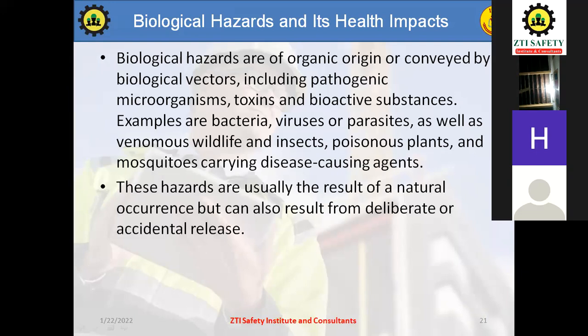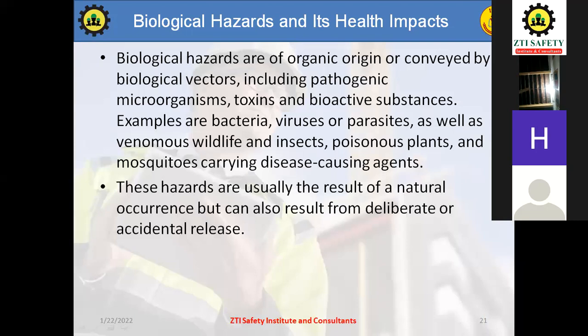wildlife and insects, for example, snakes and spiders in the workplace, for example, in seismic operations where the crew are moving around in vast areas which are not populated, and those areas are the habitat of venomous wildlife. So these snakes and scorpions and certain species of spiders are very deadly and very dangerous. These hazards are usually a result of natural occurrence, but can also result from deliberate or accidental release.